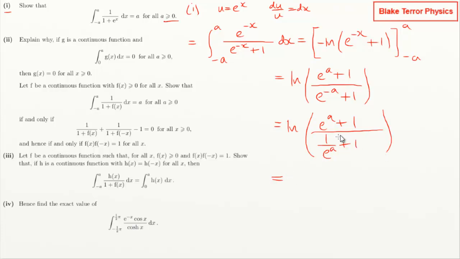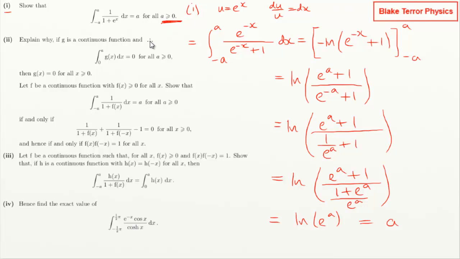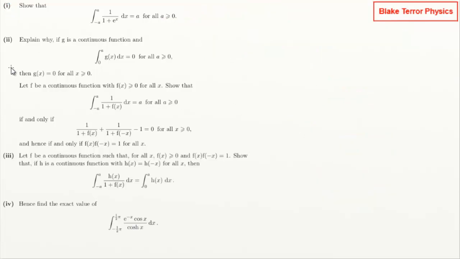So that is a 1 plus e to the a, over 1 plus e to the a, all divided by e to the a. So they're going to cancel, and I'm going to end up getting natural log e to the a, which equals a, which is what we want. And it's certainly going to work for a greater than or equal to 0, but it may well work for all values of a. So that's done part 1, which is a nice opener.